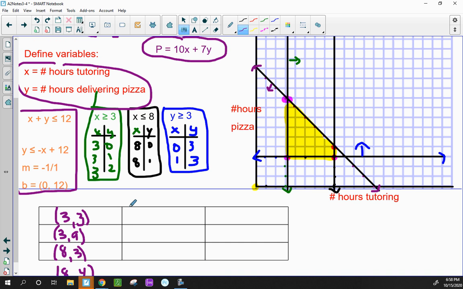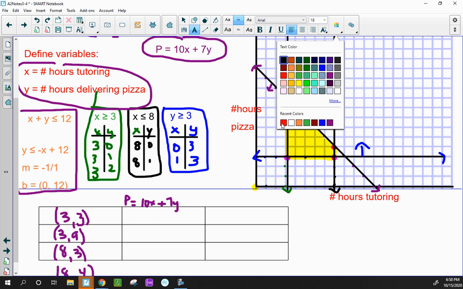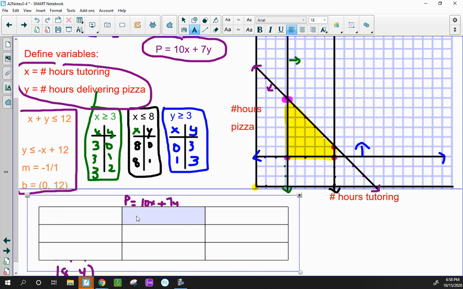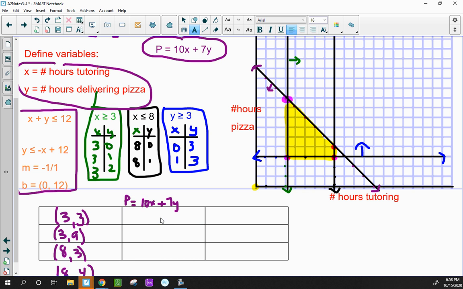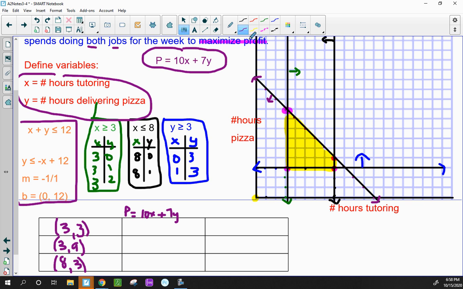In the middle, you are going to bring down your profit. And you're going to substitute your ordered pairs into the profit equation. Alright, so it's going to look like this for the first one. It's going to be equals 10 times 3 plus 7 times 3. I'll just model one, and then you can go ahead and fill in the rest of it. But that's going to be 30 plus 21, which is 51.